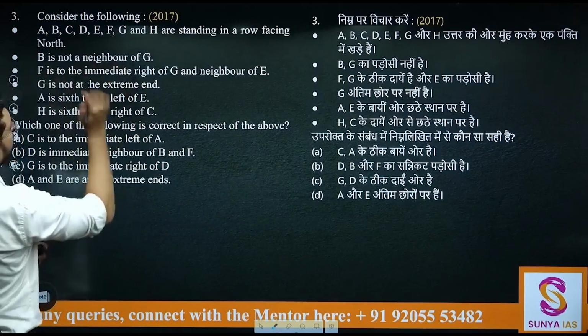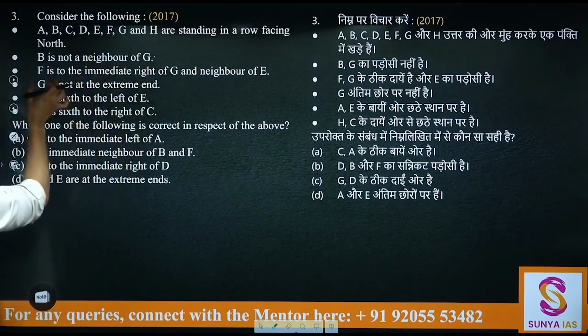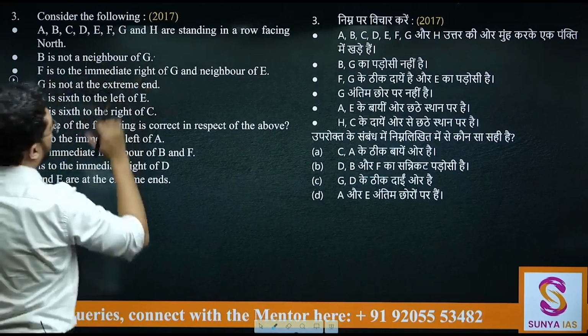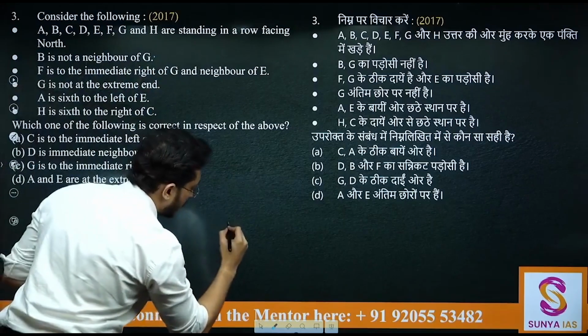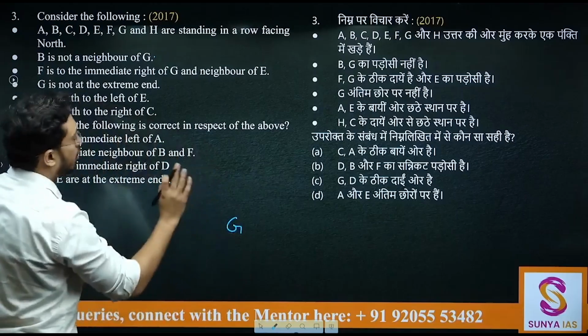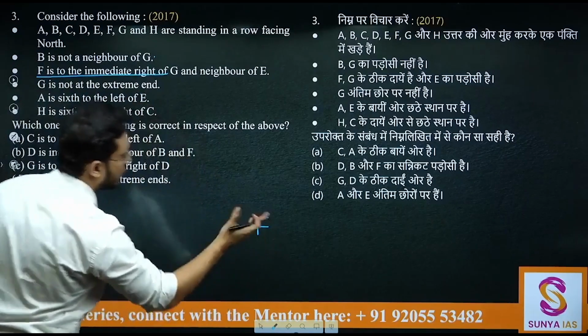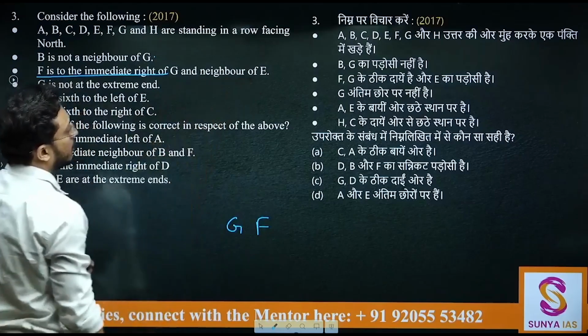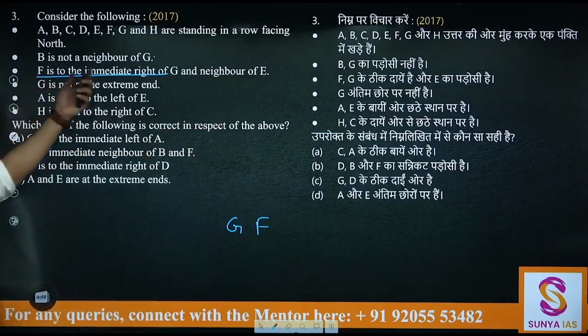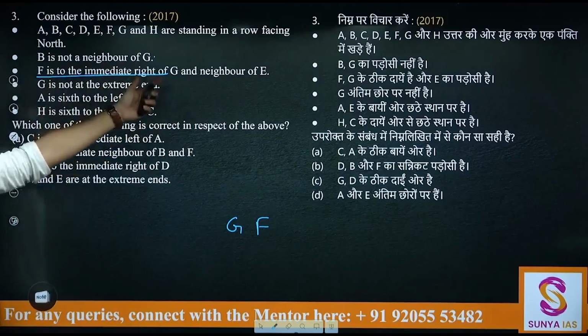B is not the neighbor of G, I will remember this. E is to the immediate right of G. Let's say G is here, all of them are facing north. So immediate right of G is F. Immediate right of G is F, and neighbor of E. So who is the neighbor of E? F is the neighbor of E.